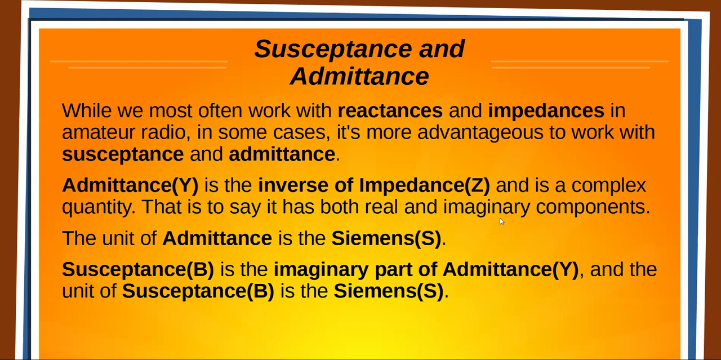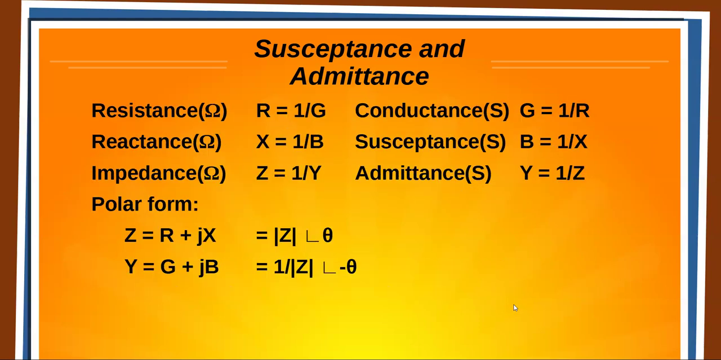So the susceptance is the equivalent to reactance. It's the reciprocal or inverse of reactance. I don't have a good definition for it, but it's basically 1 over X. And they use B to represent it. So here are the relationships of all of them.